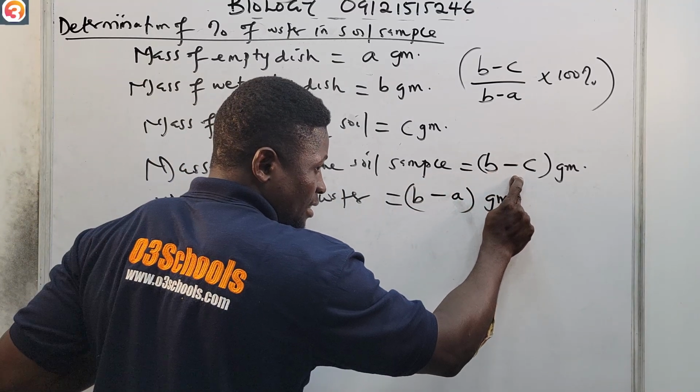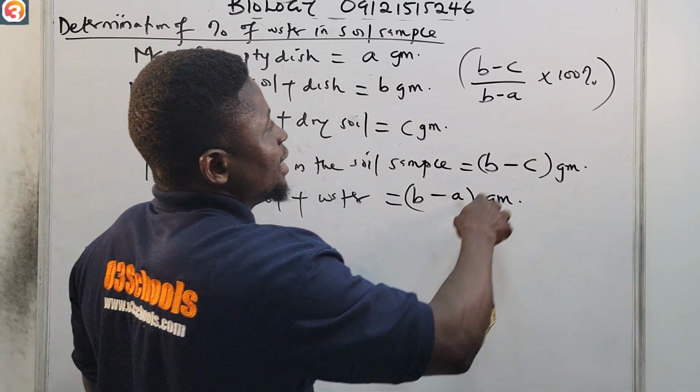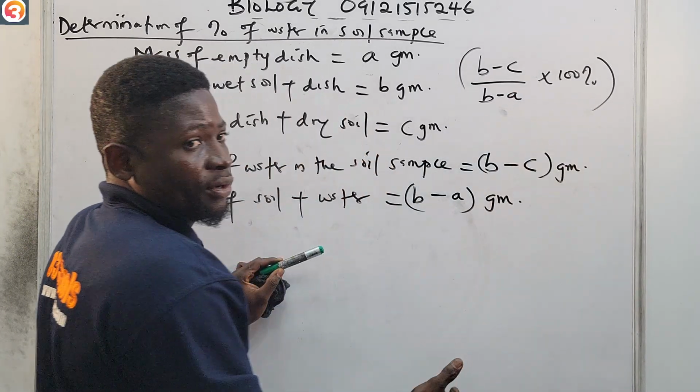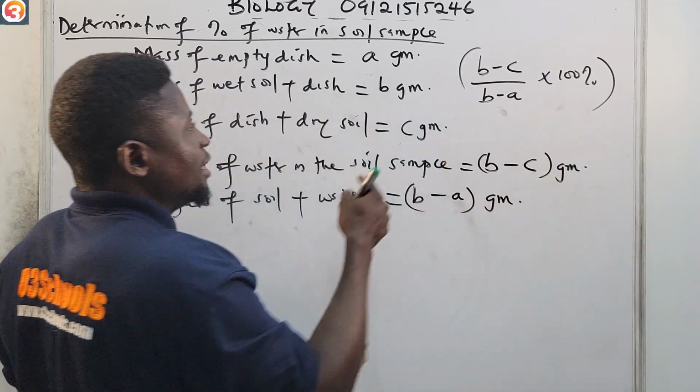B minus C is the mass of the water. Then the mass of soil plus water is B minus A. Then what will the percentage or ratio be? It will be B minus C over B minus A, times 100%.